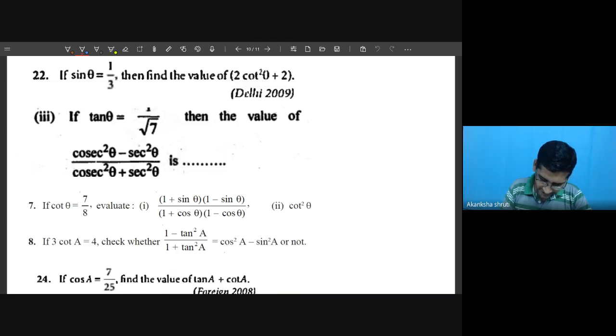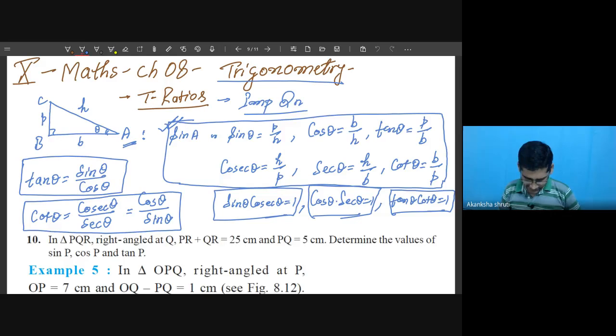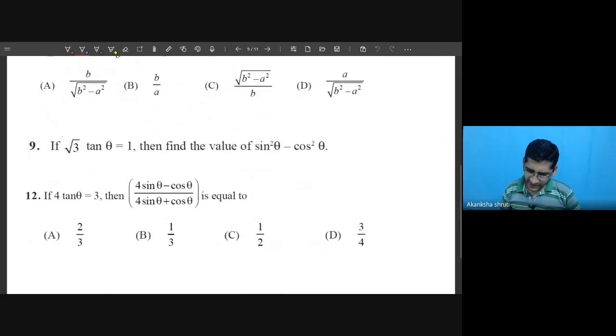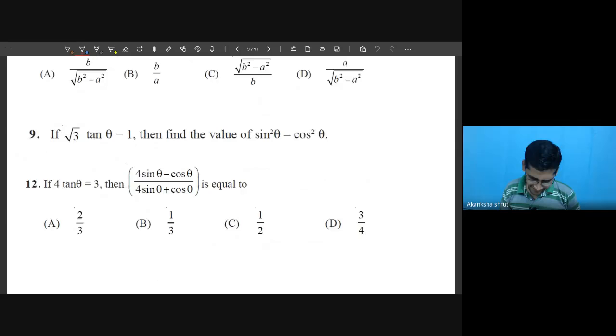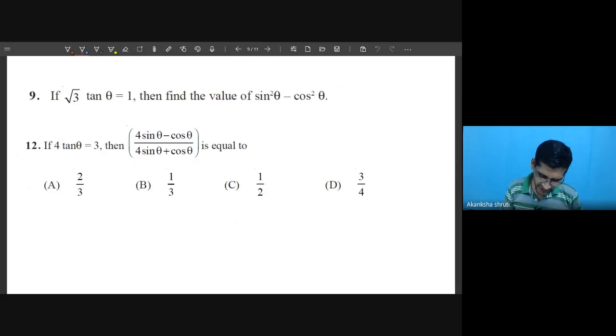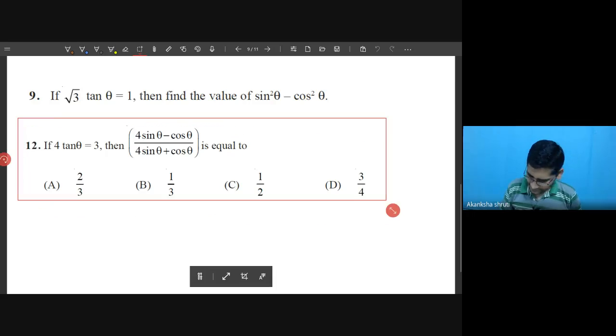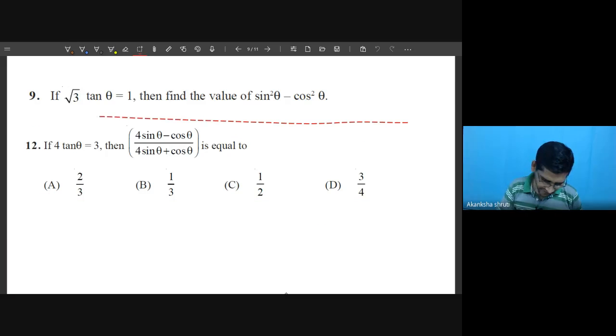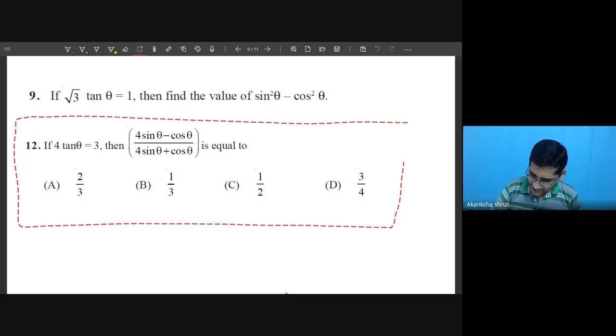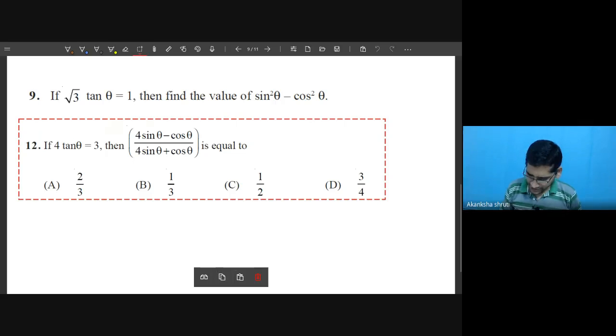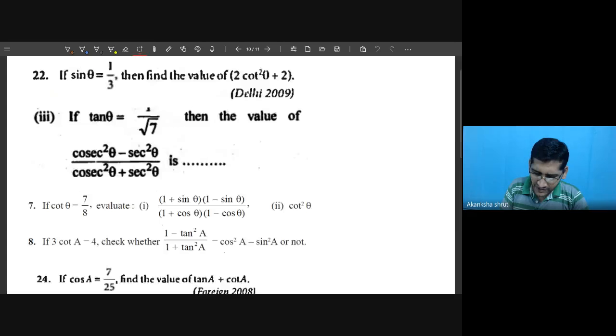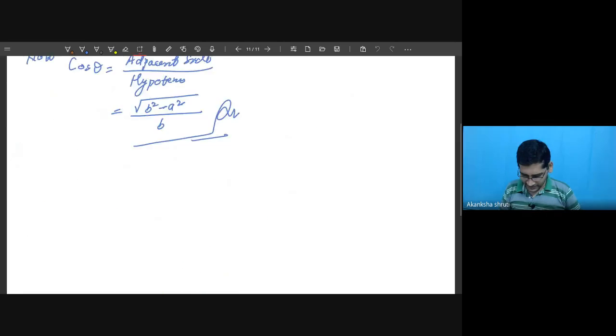Now let me go for the other, where some complex relation is given. Say here in this case, let me take question number 12 first. Student, here it appears that tan theta is not directly given, but while you rearrange the given quantity, you will get the same tan of theta.